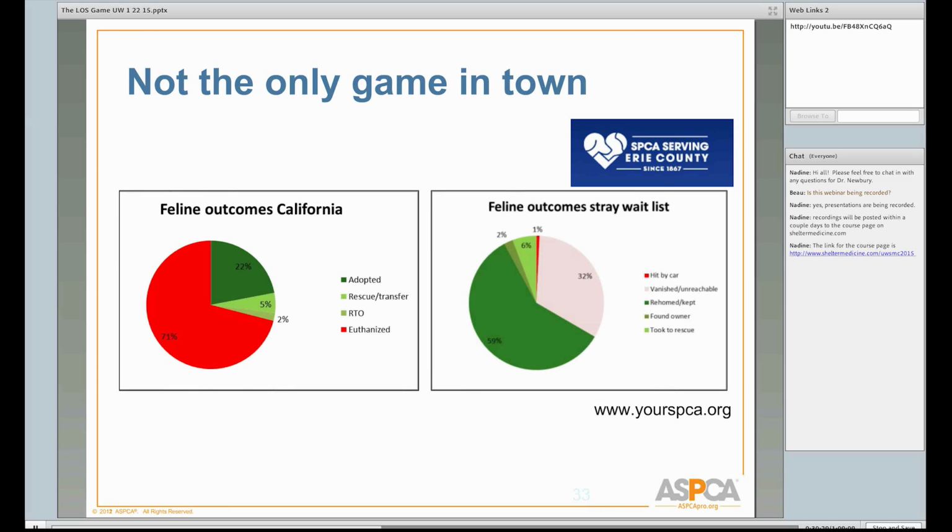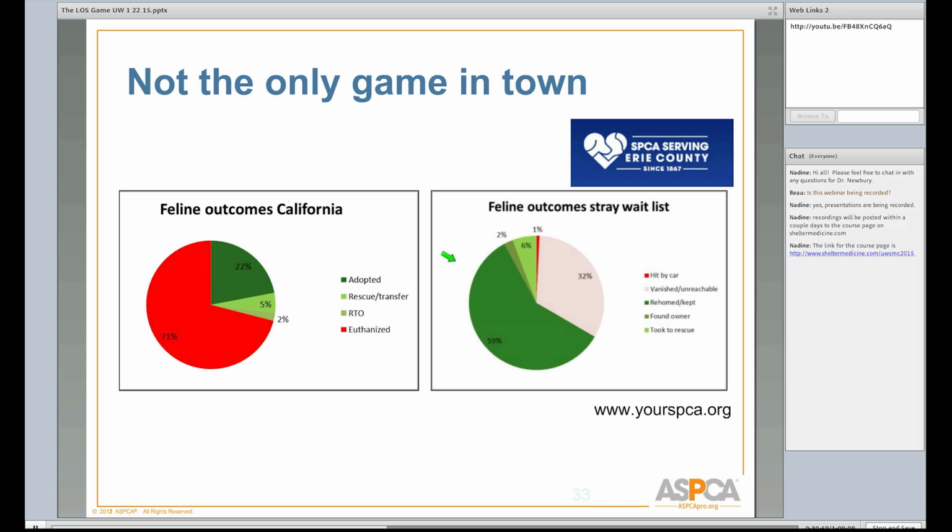This is another slide Dr. Hurley made from a shelter that we work with in Erie County, New York. And what's really interesting here is this pie chart sort of represents the feline outcomes in California. You can see this big red, 71% of those animals were euthanized. And so when we think about, well, how bad could it be turning animals away, Erie County found this is, and you can see how similar this shape is.